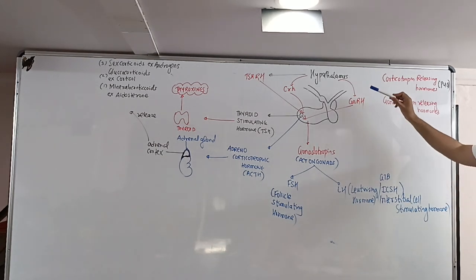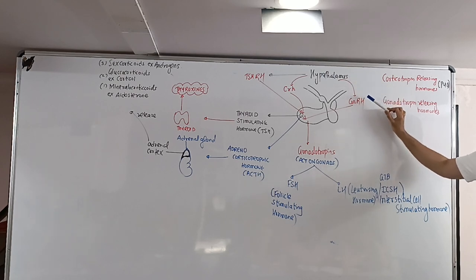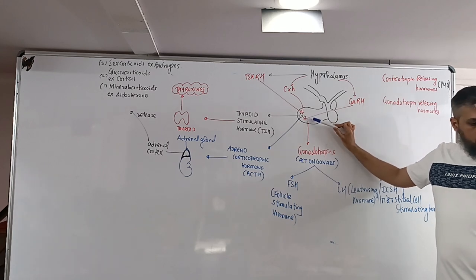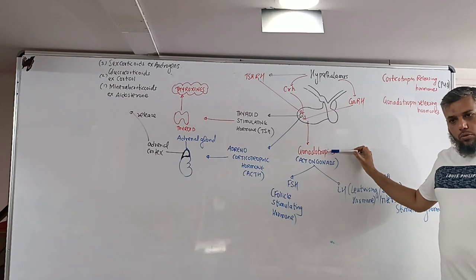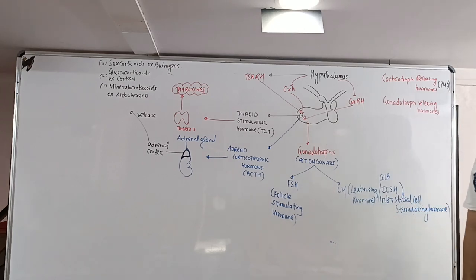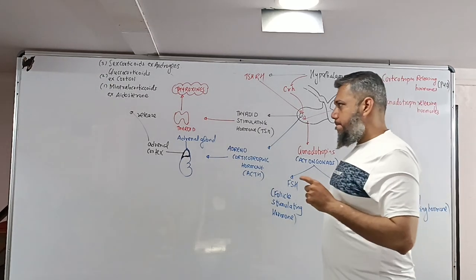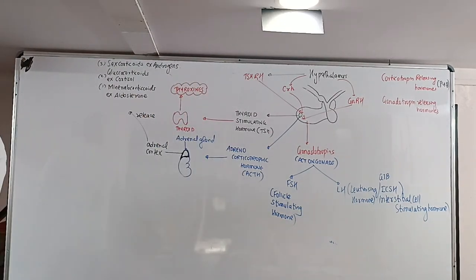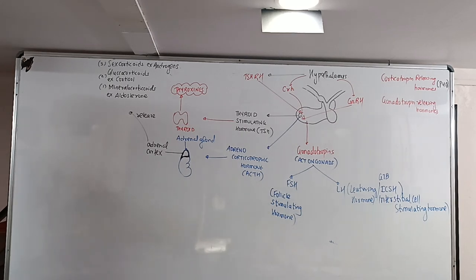So, here, who came first? What is GnRH? Gonadotropin releasing hormone acts on the pituitary gland, which will start the production of gonadotropins, which will act on the gonads. Who are the gonadotropins? What is the full form of FSH? And LH is? What is the other name for LH? What is ICSH? Interstitial cell stimulating hormone. ICSH is another name for LH, in case of males.